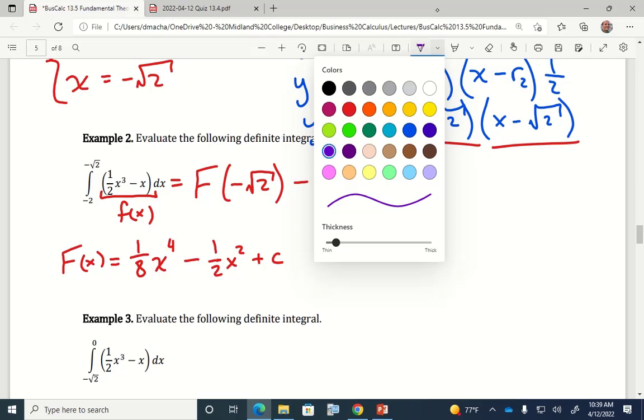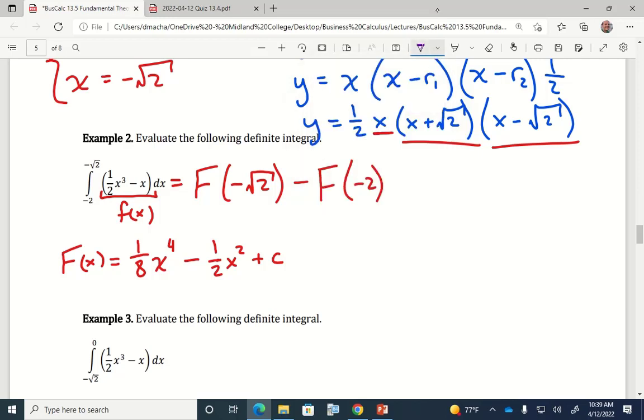Now, this definite integral is equal to this antiderivative function if I evaluate it at negative square root 2 and minus that antiderivative function evaluated at negative 2. So plugging in negative square root 2 for x here is going to give me 1/8 times negative square root 2 to the 4th power minus 1/2 times negative square root 2 squared. And then for this next part, I want to subtract that same antiderivative evaluated at negative 2.